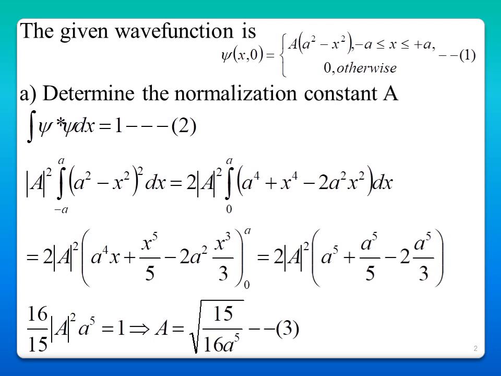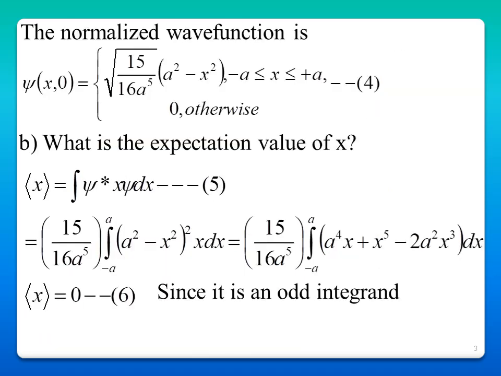So if we substitute, because the integrand is even, you can write the integral from minus a to plus a as twice the integral from 0 to a, and after integration and substituting the limits, we'll get the integral of psi star psi dx is equal to 16 by 15 modulus of A squared into small a power 5, that is equal to 1. So from this A is equal to square root of 15 divided by 16 a power 5. So the normalized wave function is square root of 15 by 16 a power 5 into a squared minus x squared.